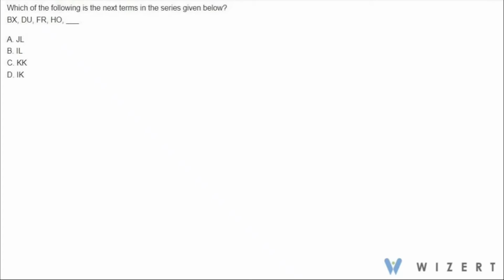We have this question here: which of the following is the next term in the series given below? Now if you observe, B is the second letter and X is third from N. D is the fourth letter and U is sixth from left. So the second letter is jumping 3 steps and the first letter is jumping 2 steps.